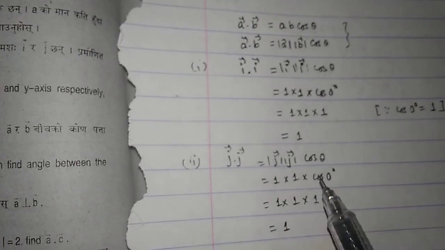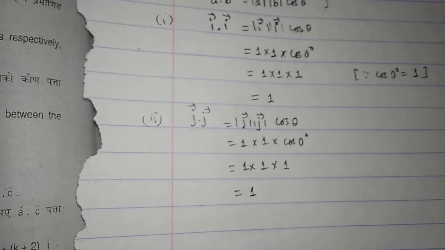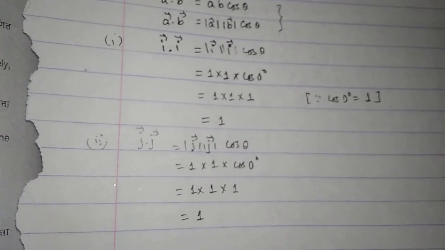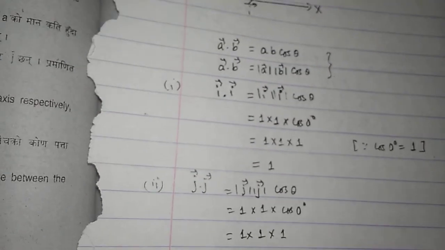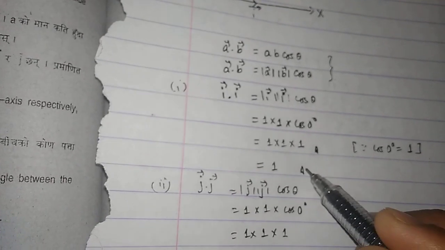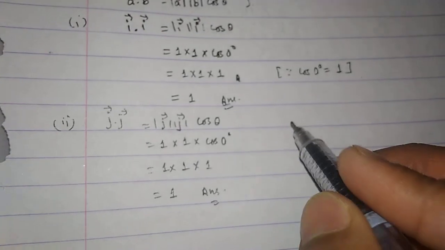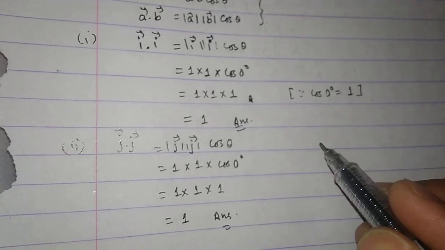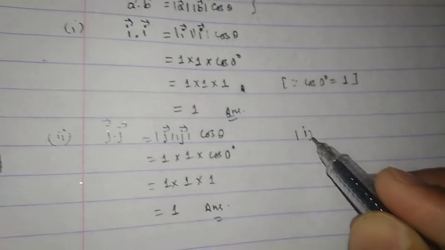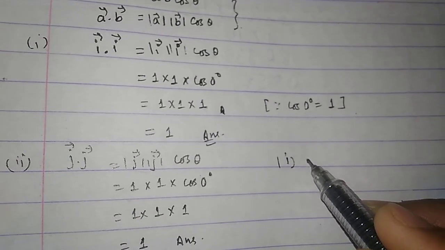This can be proved in another way also, but do not become confused. You should be perfect in one method. This is the solution, and these are the answers, 1 and 1. Another way you can solve this question is, although it is not necessary, I am doing it as an alternative method.